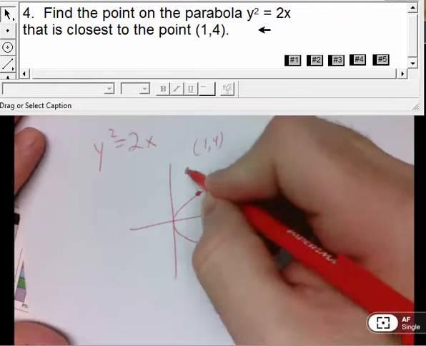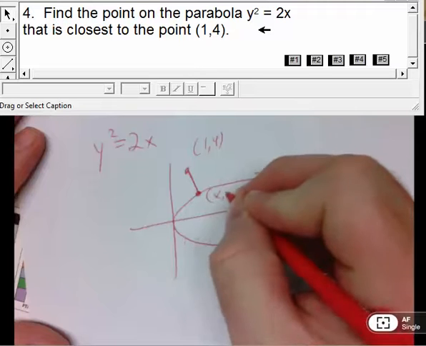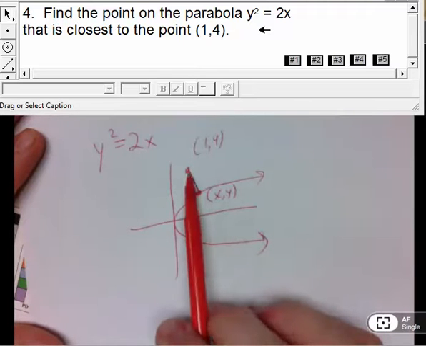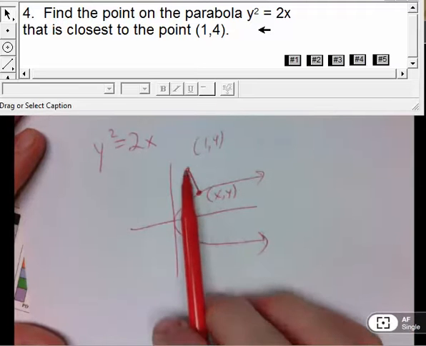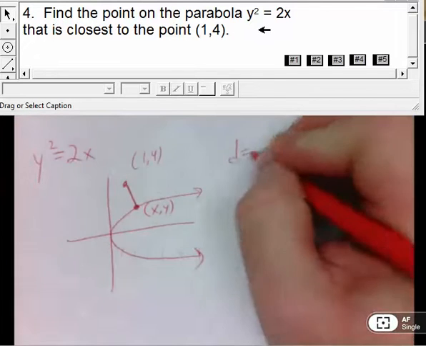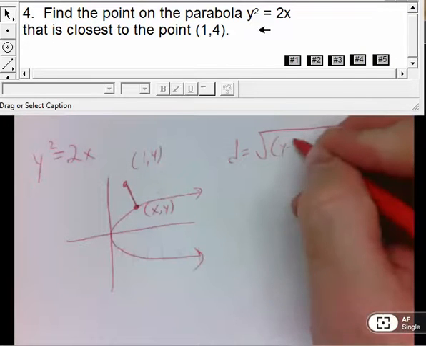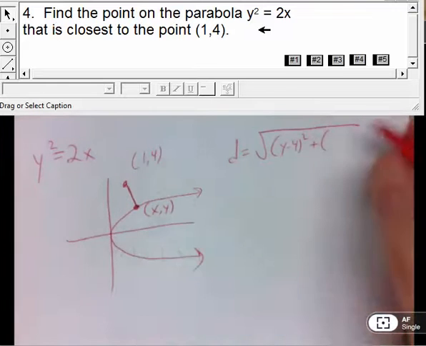So the shortest distance is going to be this. This point is (1, 4). This point I do not know, so I will just call it (x, y). The shortest distance between those two points is literally going to be that straight segment, which means I can use the distance formula to find that distance. The distance formula, of course, is the square root of, and it doesn't matter which one comes first, y2 minus y1, so y minus 4 squared, plus x2 minus x1.